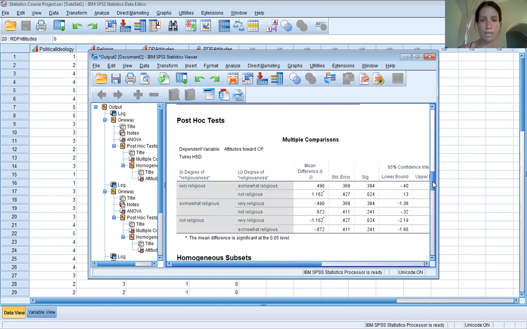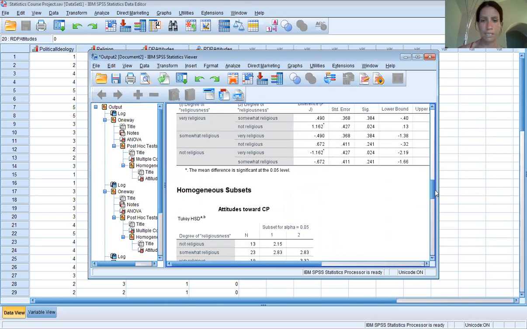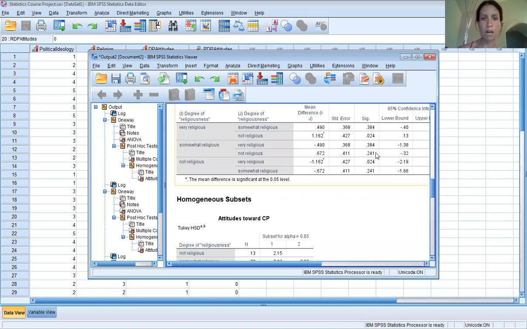And then just real quick, you can look at the post hoc test, and you can see, just like your book talked about, the significant difference. So you can see the significance levels. Anything less than 0.05 is statistically significant. So you can see the values that are less than 0.05 right here and right here have to do with differences between not religious people and very religious people. So you would say that yes, the hypothesis is supported, but it's between those two groups.